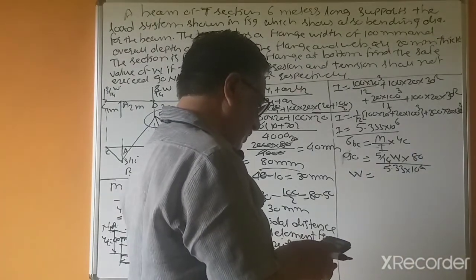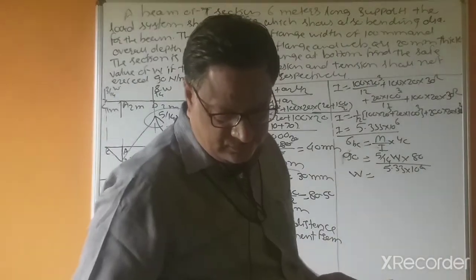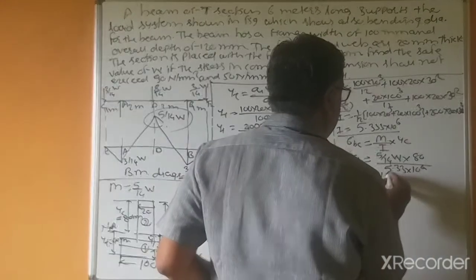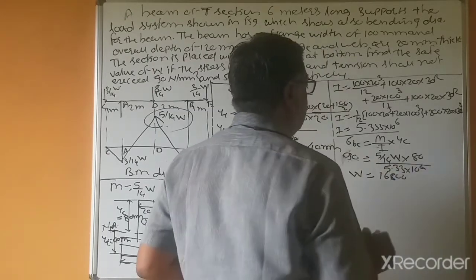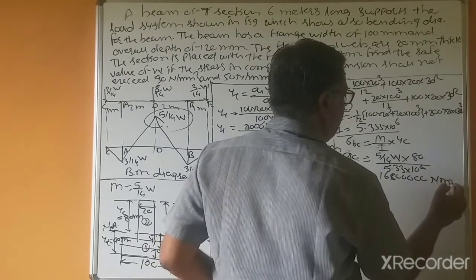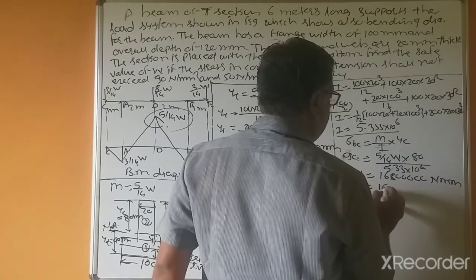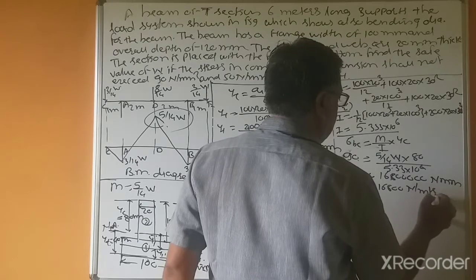Divided by 1000. So this is 1600. Because this is Newton millimeter, and this is small w, that's why this is 16 Newton per meter.